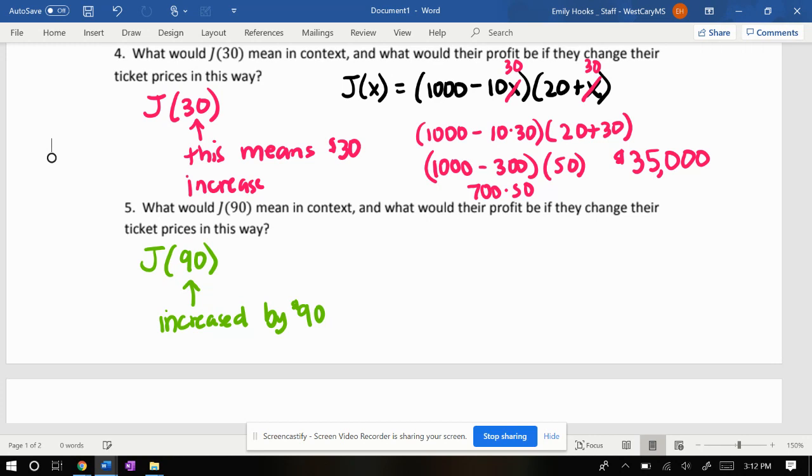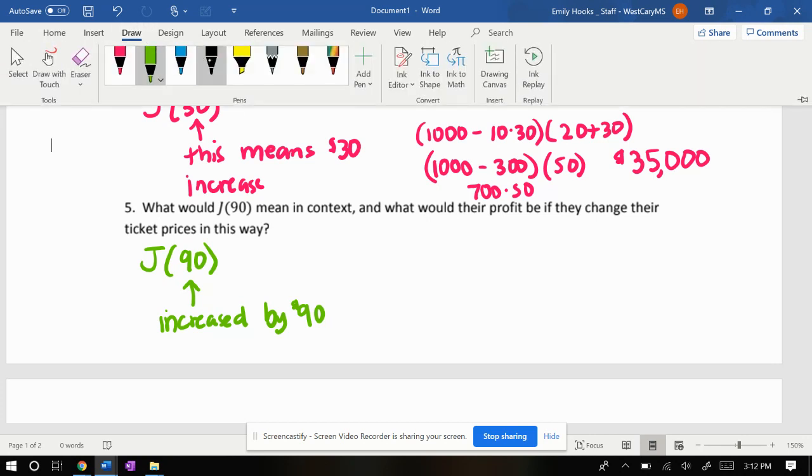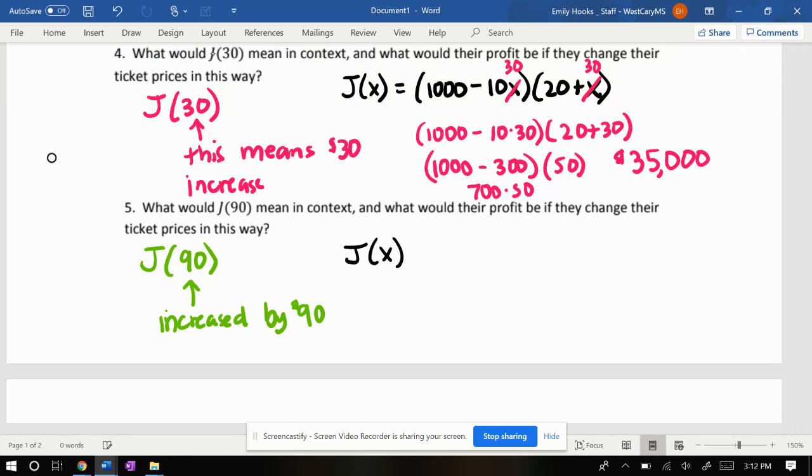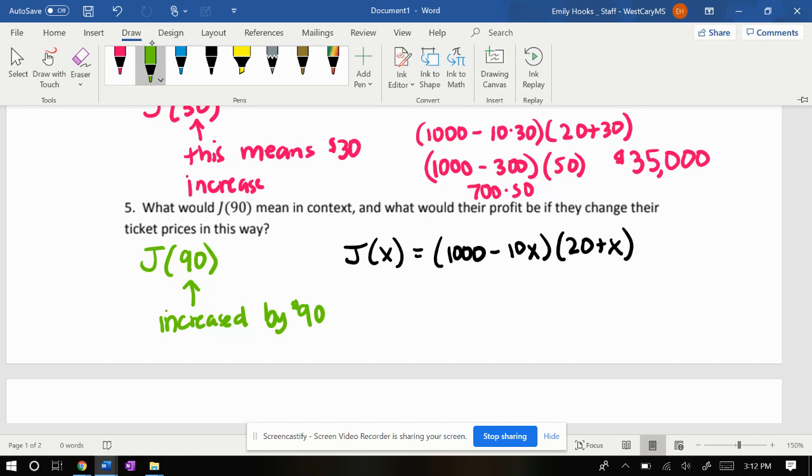Okay. So then we're going to rewrite our equation, but this time we're going to use x as our 90. J of X equals 1,000 minus 10 times 90. Let me write it like I did last time. So then we're replacing the x with the 90.